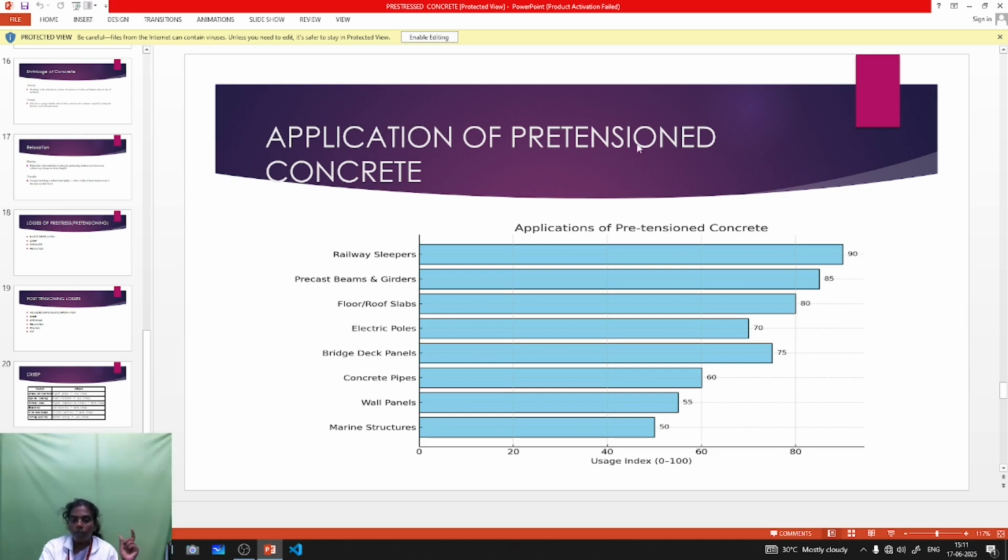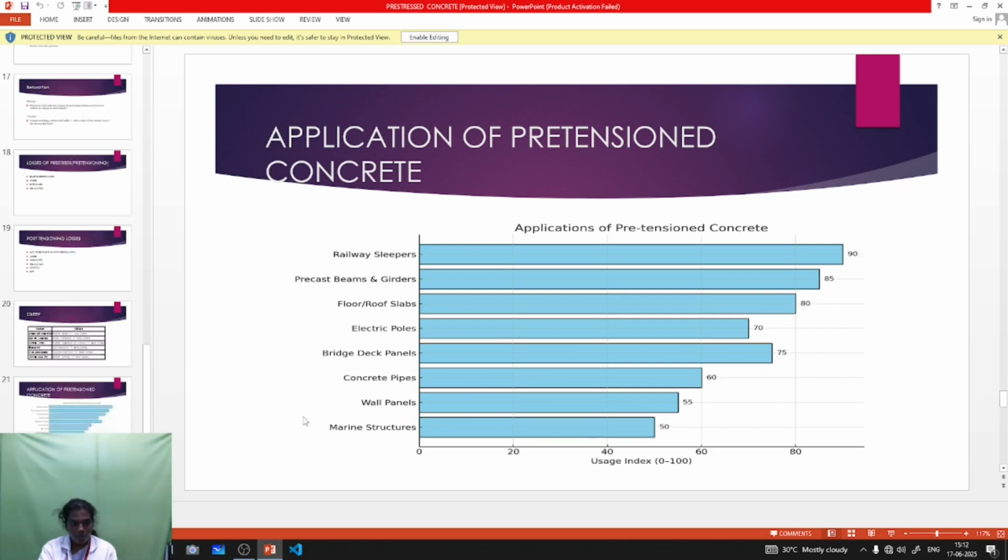80% of pretensioned concrete is used for roof slab members, then 70% for electric poles, 75% for bridge deck panels, 60% of prestressed concrete for concrete pipes, 55% for wall panels, and 50% for marine structures. This is the application used for this construction.